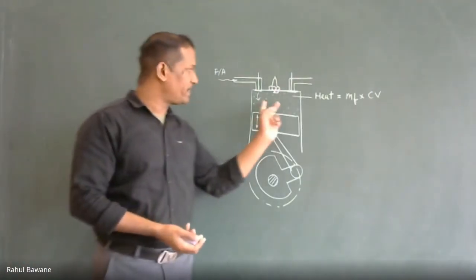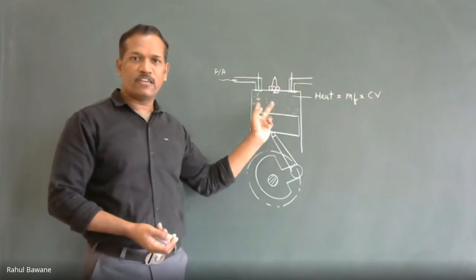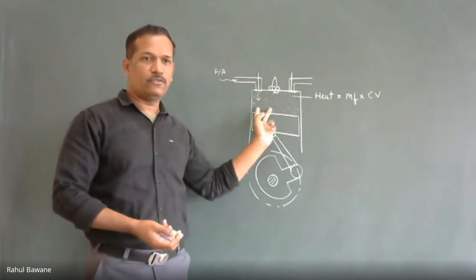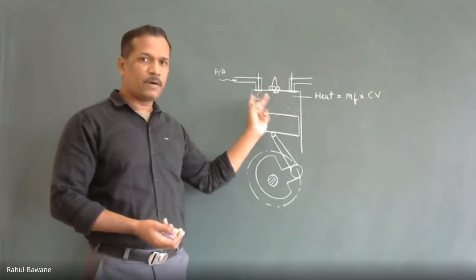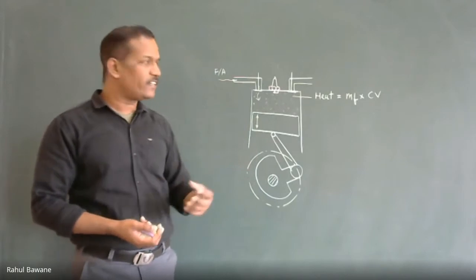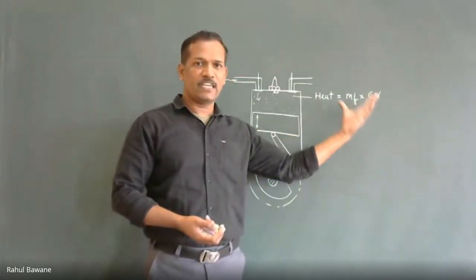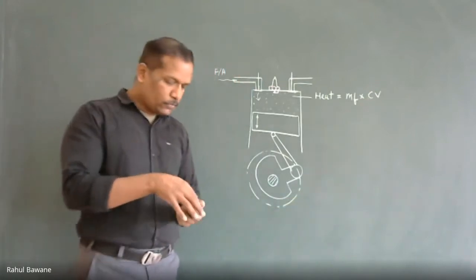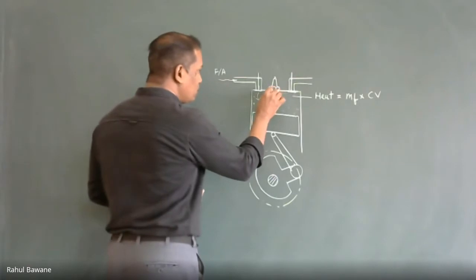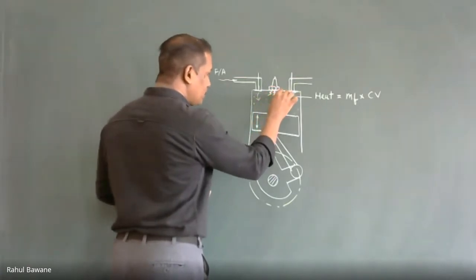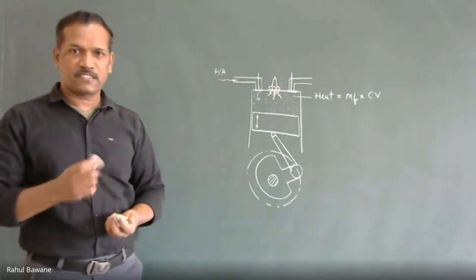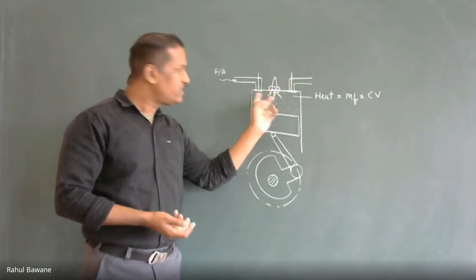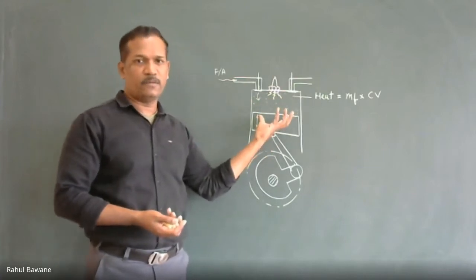Even though it is a mixture of air and fuel, air doesn't have any calorific value, it can't burn. Your fuel has a calorific value, so when it burns, how much heat is generated? Mass of fuel multiplied by its calorific value, this much heat is generated. And how does it get burned? We have a spark plug. At a particular time, this spark plug produces a spark, and this spark initiates the burning, the combustion, of the air fuel mixture.